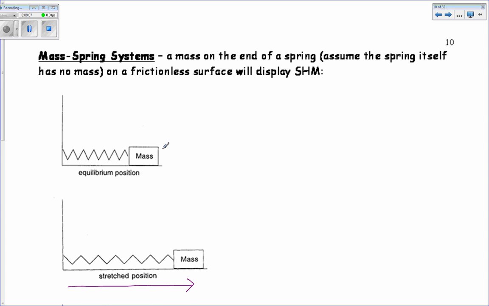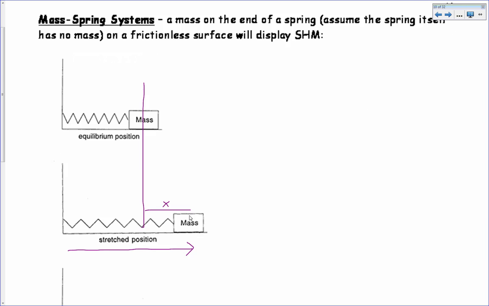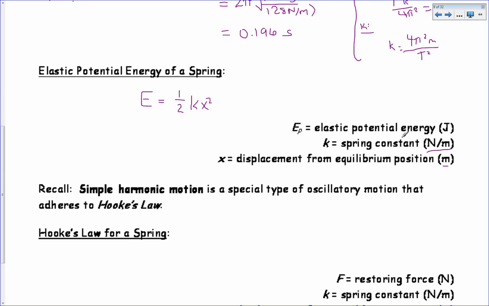So that displacement from equilibrium, if we were looking at this and this was our equilibrium, we went straight down there. Actually, sorry, I should do it in the middle of the mass here. Let's go undo. Equilibrium position goes down the middle of the mass, and then this distance here would be x. Or from the other way around, with the compressed position, this distance here would be x. So x is how much you have either compressed or stretched the spring. That has to be in meters. It's usually given in centimeters, but we need it in meters. And then energy, of course, is in joules.